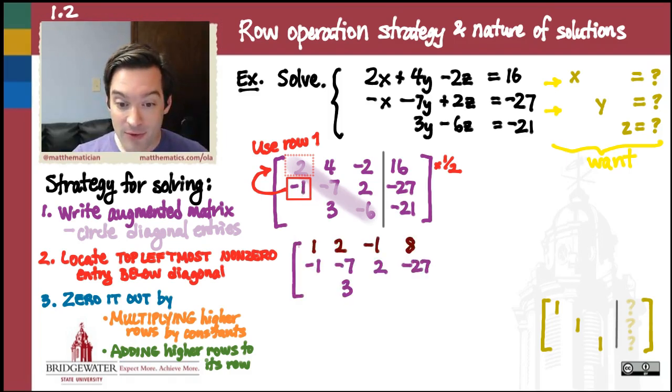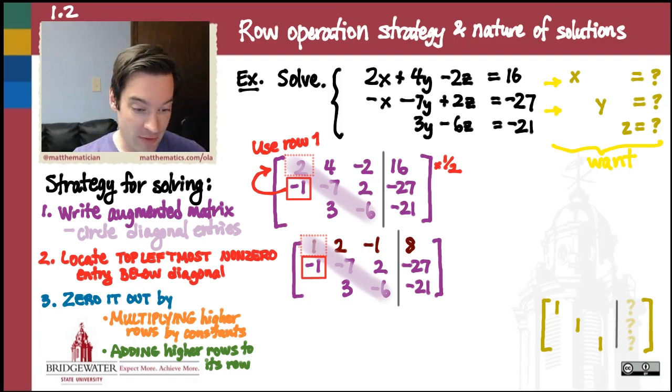So I'll multiply that first row by 1/2. My new first row becomes 1, 2, -1, and then on the right side of the augmentation bar, 8. Notice again that that's the same as if I had just multiplied both sides of equation number 1 by the number 1/2. I would have gotten 1x plus 2y minus 1z equals 8. And that's indeed what this row here is representing. All right, so that works.